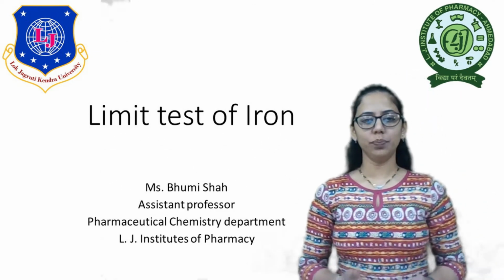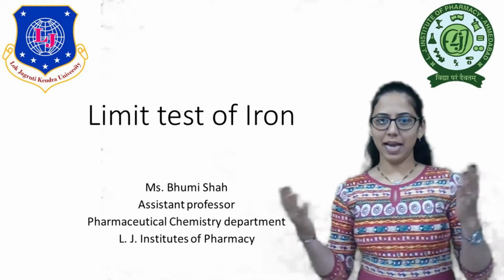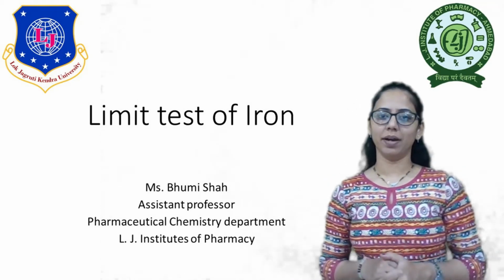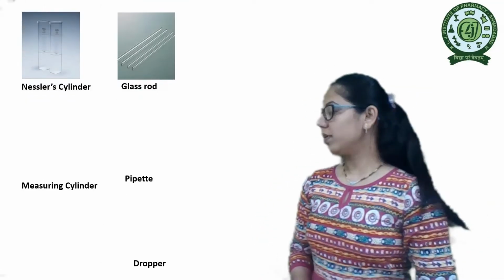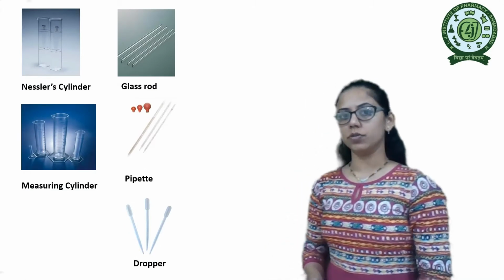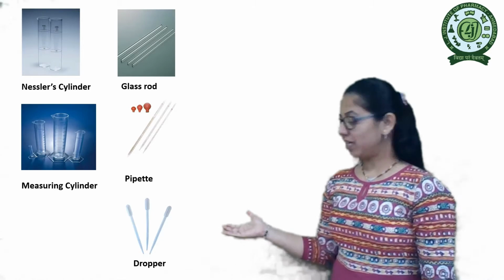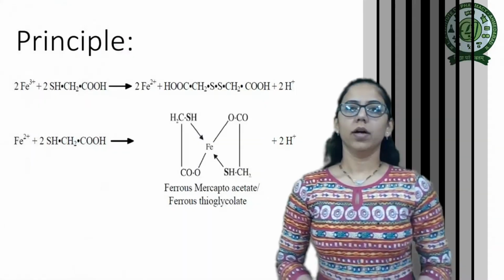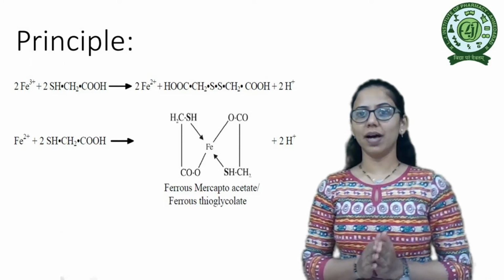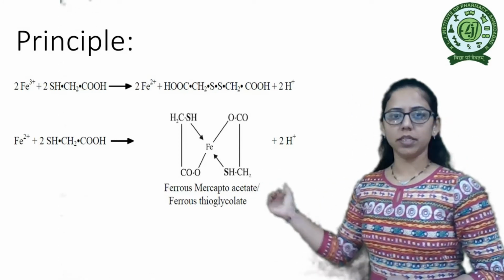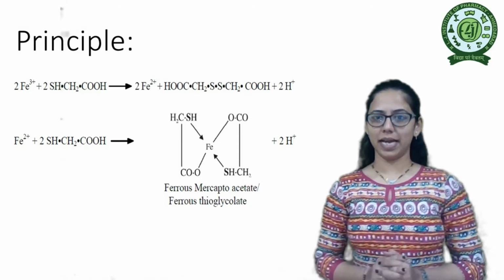This is a method to perform the limit test for iron on a given sample as per Indian Pharmacopoeia and report on its standard. Now, apparatus required for the limit test includes Nessler cylinder, glass rod, measuring cylinder, pipette, dropper, etc. The principle of the limit test of iron is based on the reaction of iron in ammoniacal solution in the presence of citric acid with thioglycolic acid.